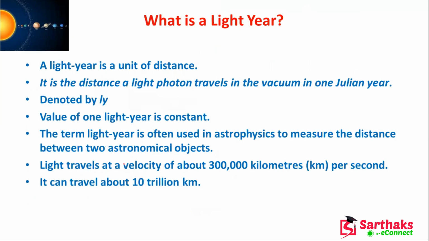Now, what is a light year? It is a unit of distance, the distance a light photon travels. The photon is the energy particle. A photon travels in a vacuum in 1 Julian year, and this is denoted by Ly. The value of 1 light year is constant, and the term is often used in astrophysics to measure the distance between two astronomical objects, suppose Sun and Earth. Light travels at a velocity of 3 into 10 to the power 8 meters per second, and in a year it can travel about 10 trillion kilometers.